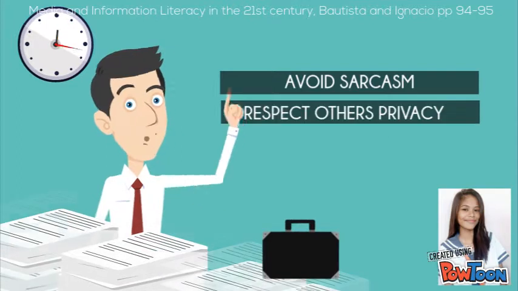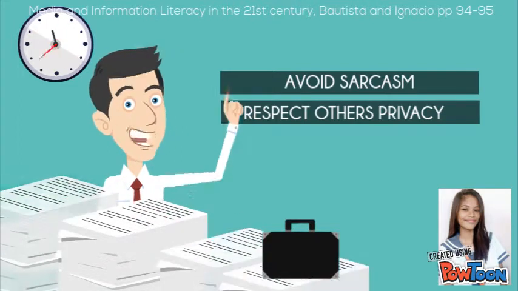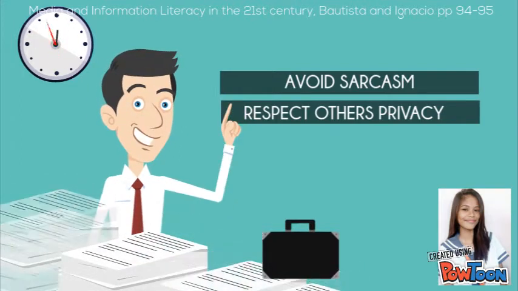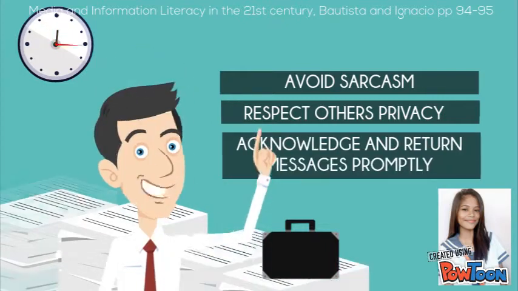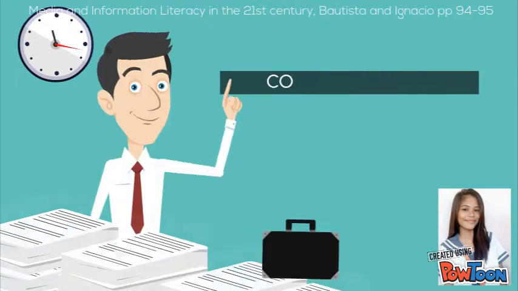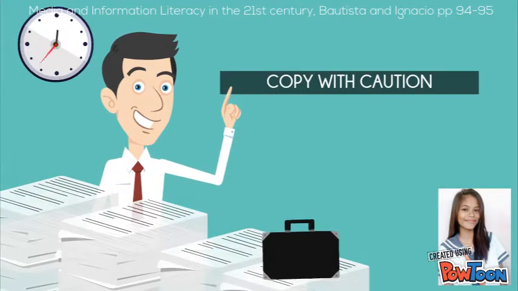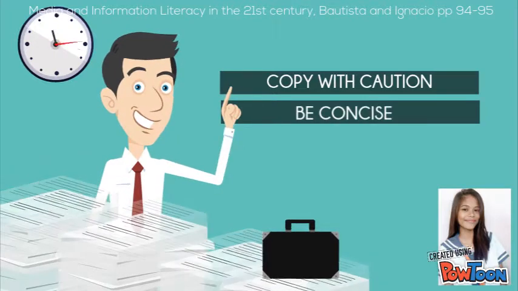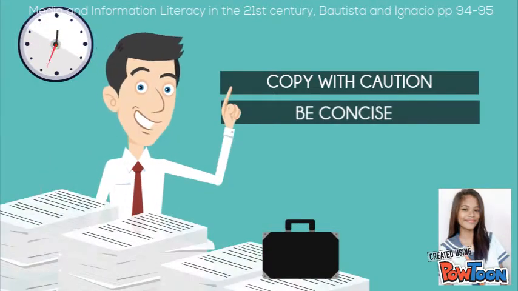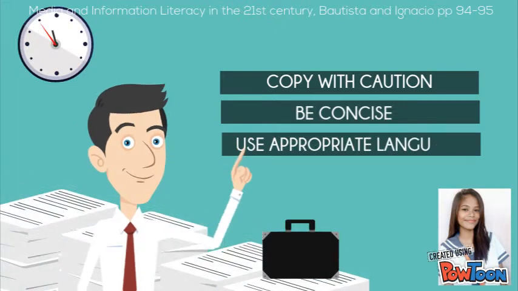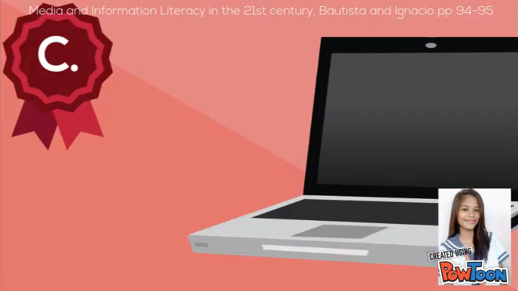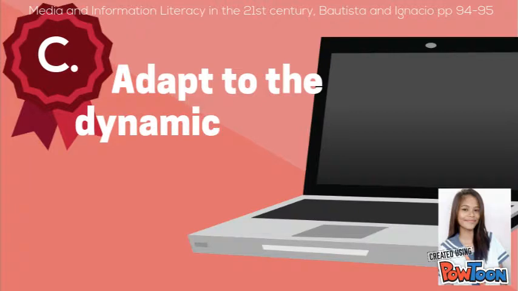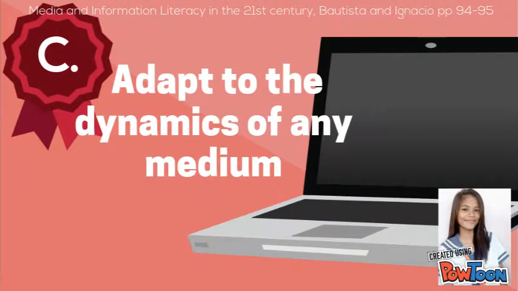Next, respect others' privacy. Do not quote or forward personal email without the original author's permission. Acknowledge and return messages promptly. Copy with caution. Don't copy everyone you know on your message. Be concise. Keep messages concise, about one screen as a rule of thumb. Use appropriate language. Next, letter C, adapt to the dynamics of any medium. We all know that media and technologies are always innovating, and people need to adapt to these changes in order to cope with them.